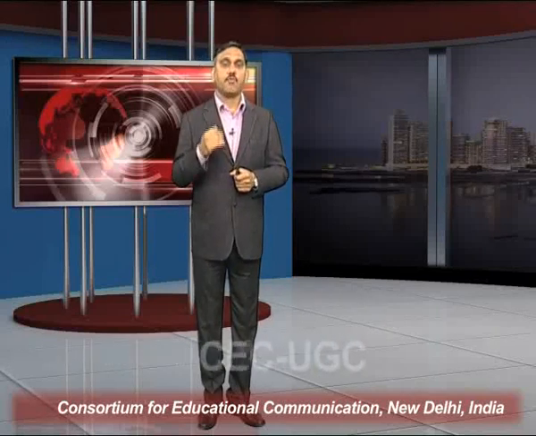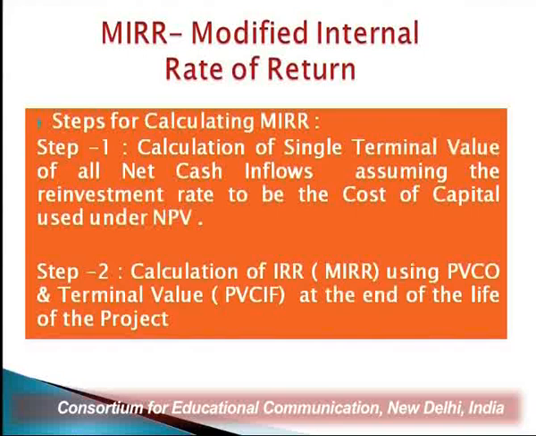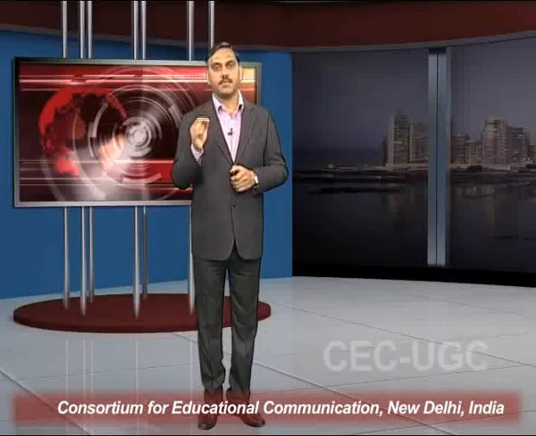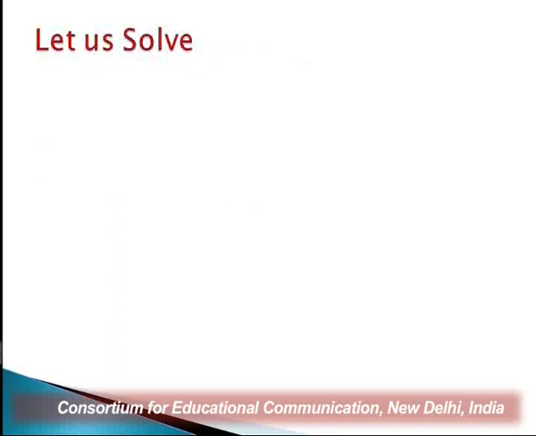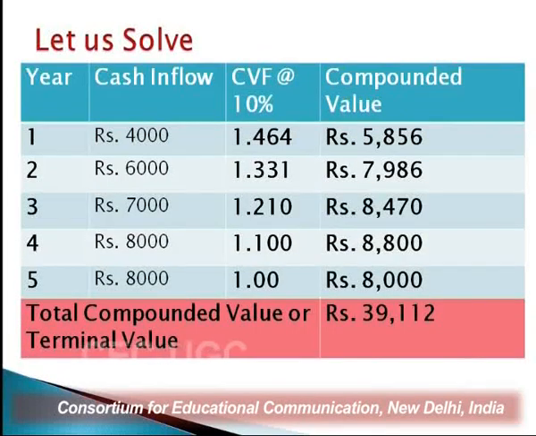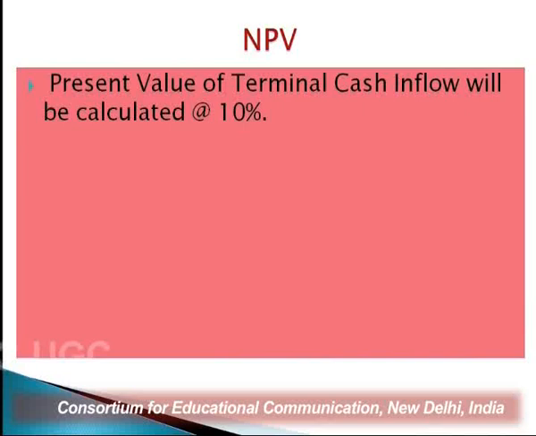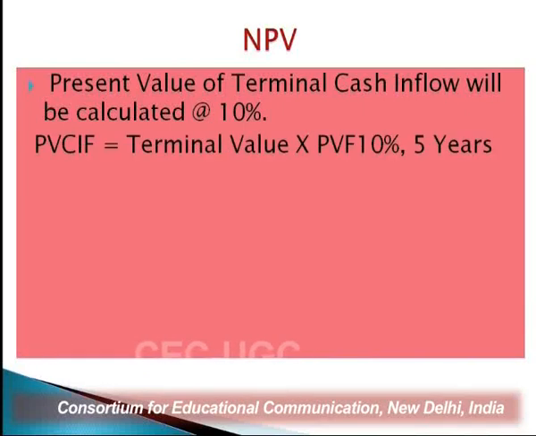And in step 2, we calculate MIRR with the help of the present value of cash outflow and the terminal value which we have calculated, with the rate of discounting which is used in NPV. Since both the rates are similar, we can understand it with a very small example. There is a company where the project is costing rupees 20,000, life is 5 years, cash inflows are reported, and we have to calculate MIRR. So first we will be calculating what? The terminal cash inflow, or you can say compounded value, which comes to rupees 39,112, and the present value of terminal cash inflow will be calculated at 10%.